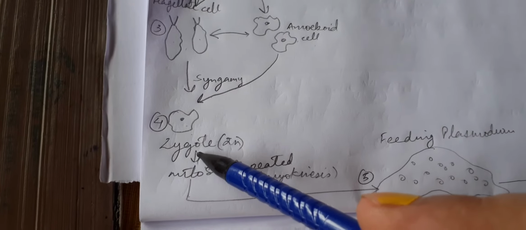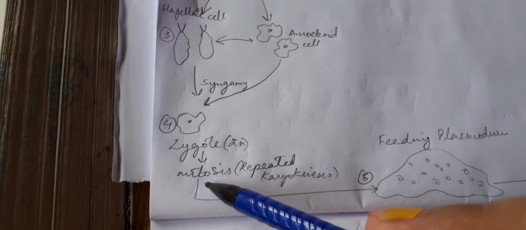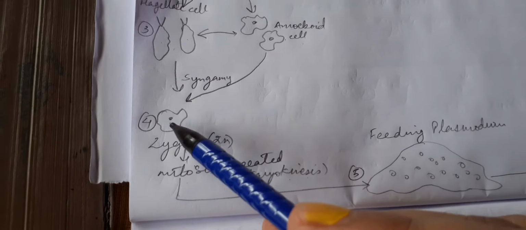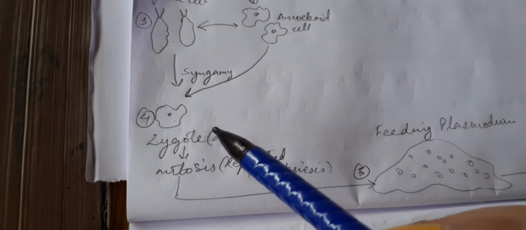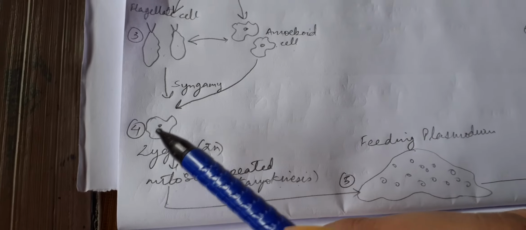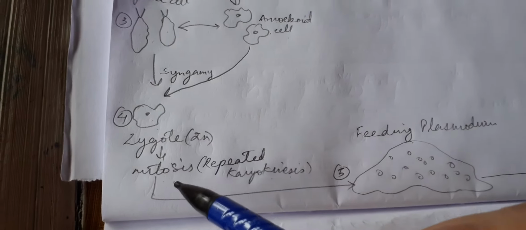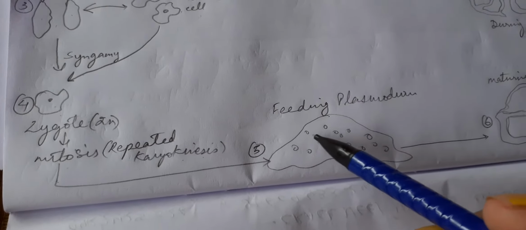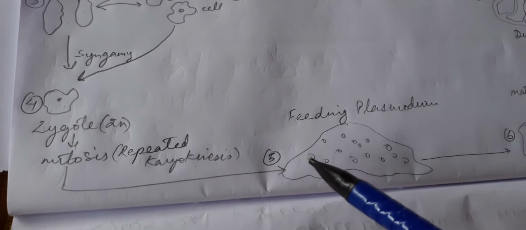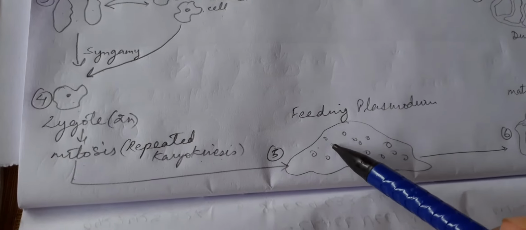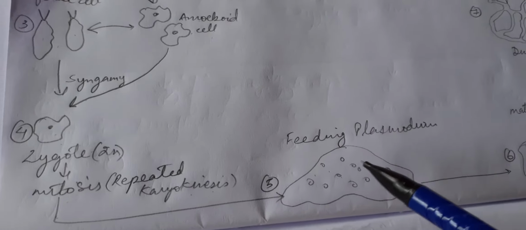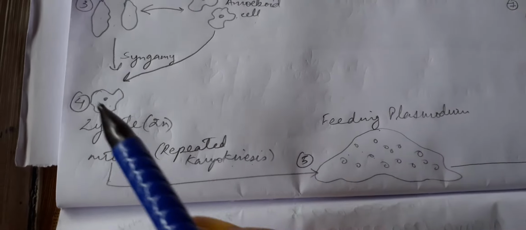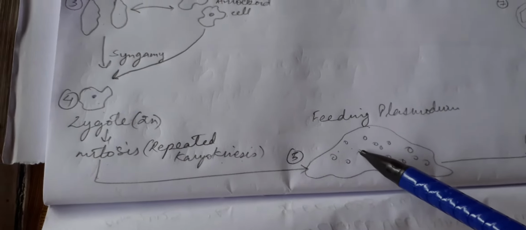This zygote is going to be undergoing a lot of mitosis, and that is repeated karyokinesis. The cytoplasm is not going to be divided. There's not going to be any cell wall development. So you will see a structure which has a lot of nuclei scattered, and this is one whole cell. It may even extend to about 6 feet in size, right? It may be 7 feet. So one cell of that size, yeah, definitely.